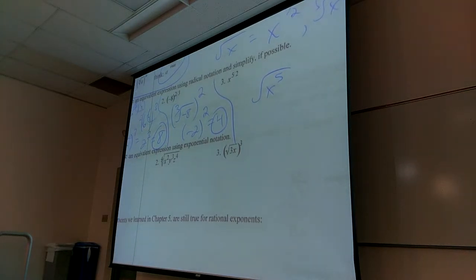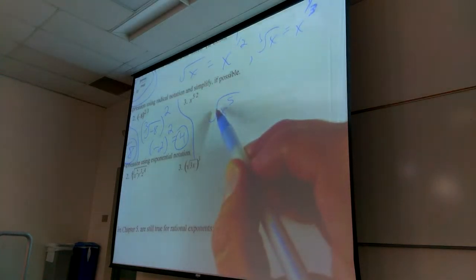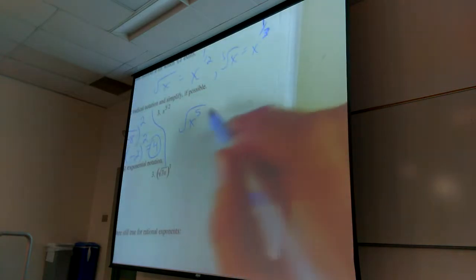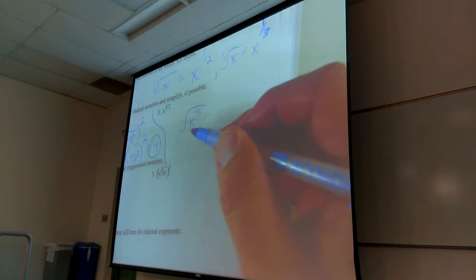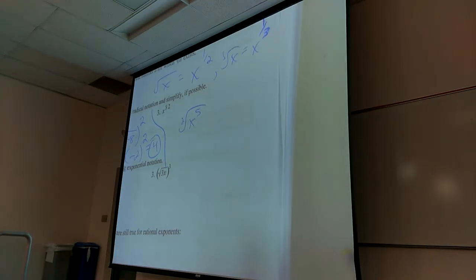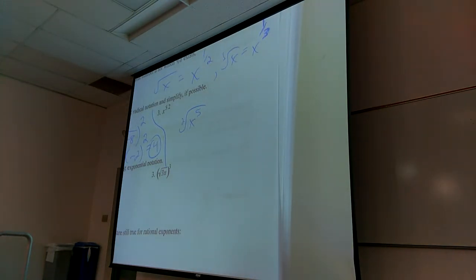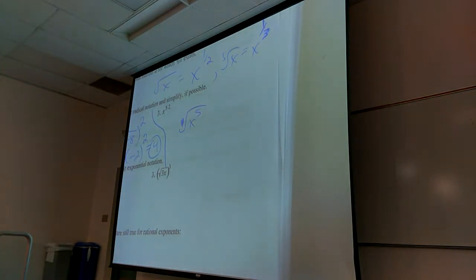For number 3, why don't you put the 2 on the outside? What's understood to be there? How do you say this symbol? Square root. There's an understood 2 there. Just like there's an understood 1 here, there's an understood 2 there. But doesn't that look weird? We don't put the 2 because we know it's a 2. So that's the simplified version of that?